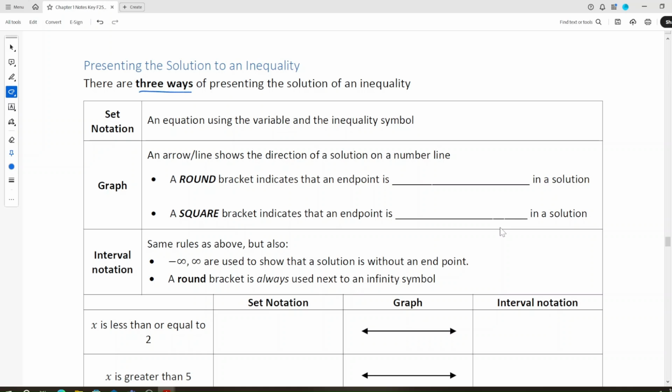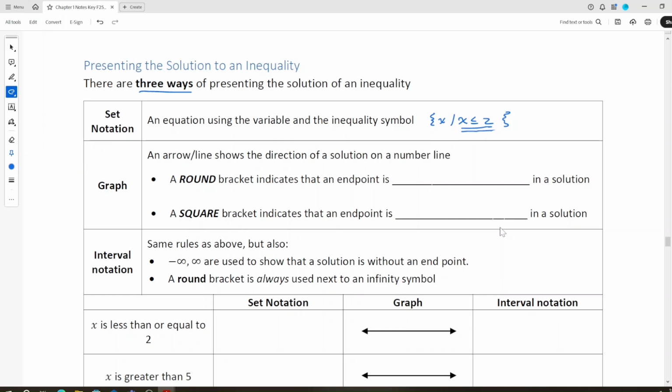Number one, we call set notation. This is just an equation using the variable and the inequality symbol. X is less than or equal to 2. That is set notation. To make it proper set notation, we could put the set brackets around it. To make it a full sentence, we could say the set of X such that X is all values less than or equal to 2. There's lots of versions of set notation, but the nitty gritty is that this is set notation, writing your variable with your inequality symbol.